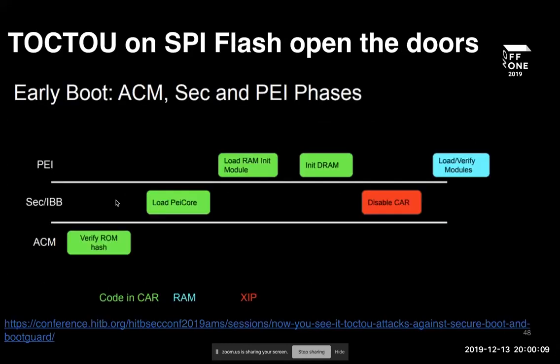Also, a very cool attack being shown by Trammell Hudson this year. It's a time-of-use, time-of-check race condition on the SPI flash chip. Think about it: you have read cycles from the SPI flash chip, during different phases of the boot, and different phases can read the SPI flash chip for some of the assets, for example, ACMs.